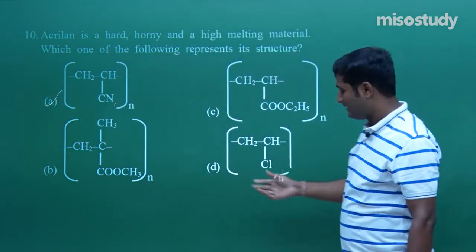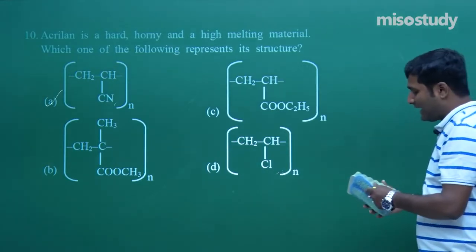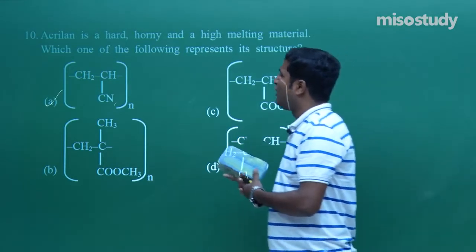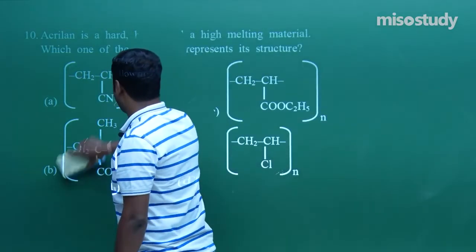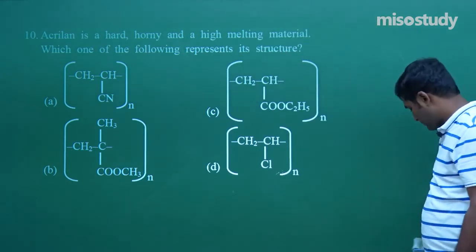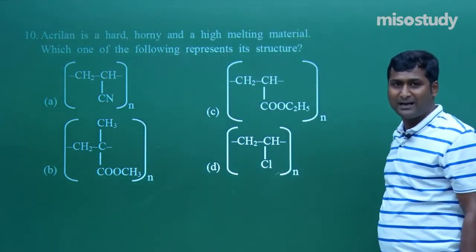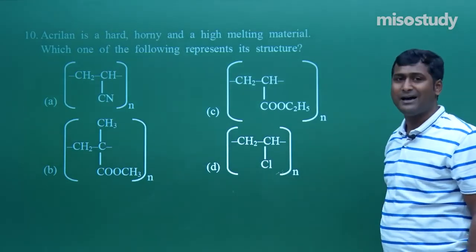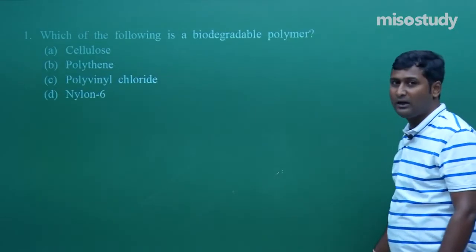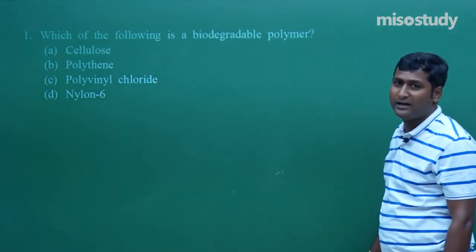Clear? I think the questions are not so tough, and in JEE Advanced there is very little probability of a question from this chapter. Very few, but still we have to practice such things. So now we'll revise the things, check it out. Now what is given here? Which of the following is a biodegradable polymer?